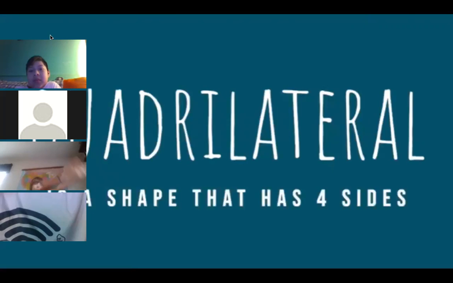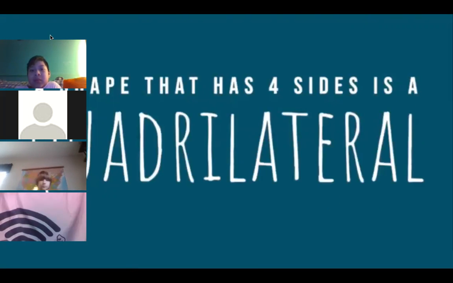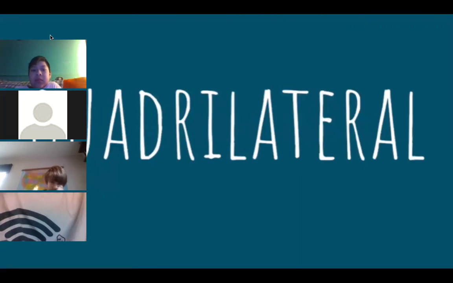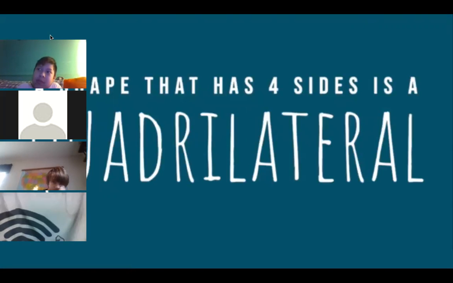Quadrilateral, a shape that has four sides, a shape that has four sides is a quadrilateral. Quadrilateral, a shape that has four sides, a shape that has four sides is a quadrilateral.